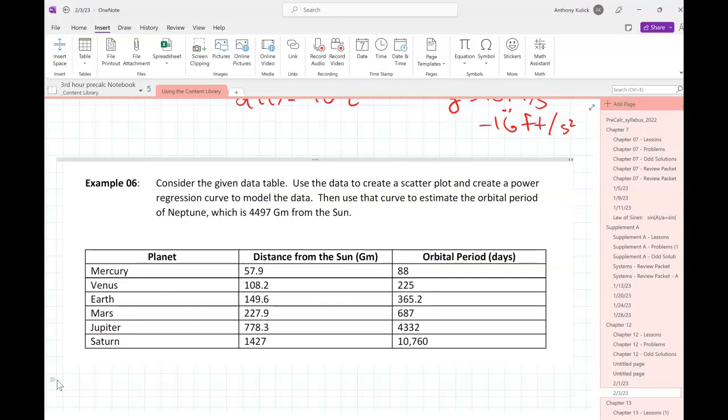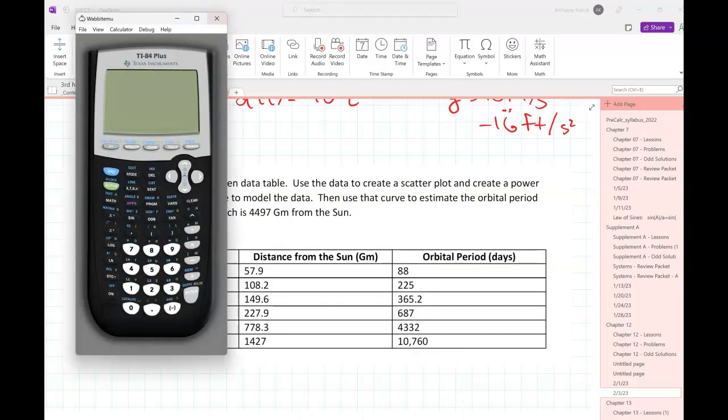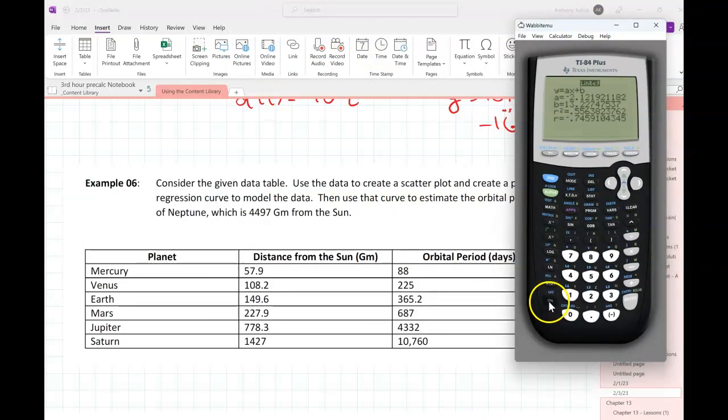And then use the curve to estimate the orbital period of Neptune, which is 4,497 gigameters from the sun. Okay? So we're going to go to our calculator. Where do we go to type stuff into our calculator? Stat. Edit. Great. I got to clear this stuff out of here, so I go up to the title. I press clear and the down arrow, and that'll wipe the entire column for me. Or you can just type over things one at a time and delete any extras. That's okay too, but I'd rather get it all out of there first.